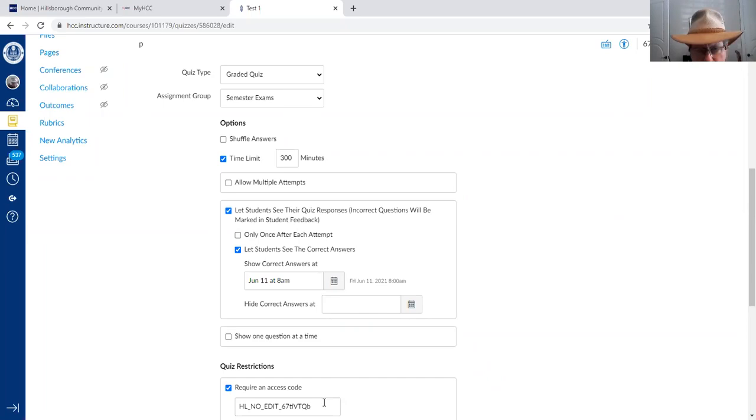I am going to stop share for right now, and I'm going to call up the test itself. Question one, simple question. Question two, simple question. Question three, it is a hard question. It's going to require thinking. Question four, simple question. Five, simple question. Six, simple question, but it's going to take you time to do it.